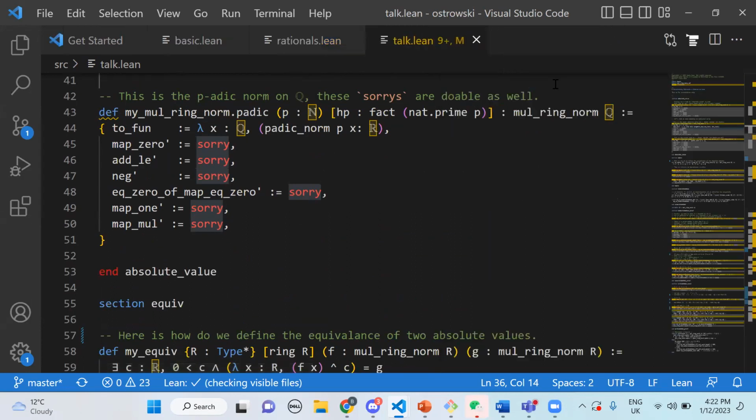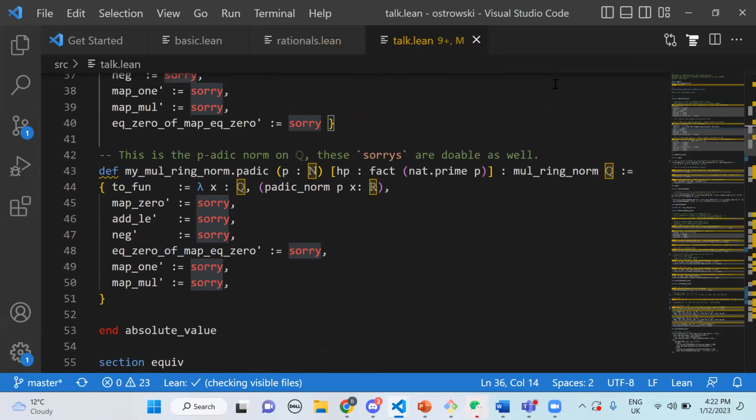And thirdly, is the p-adic norm. Fortunately, the p-adic norm has been defined in MathLib, so we don't actually need to do further work here. But what we need to do is make it our absolute value, or what is called a multiplicative ring norm. We still have to prove some axioms here, but they are all easy to prove because I'm pretty sure that when they defined the p-adic norm in MathLib, they proved this as well. So these are all done in our group work.